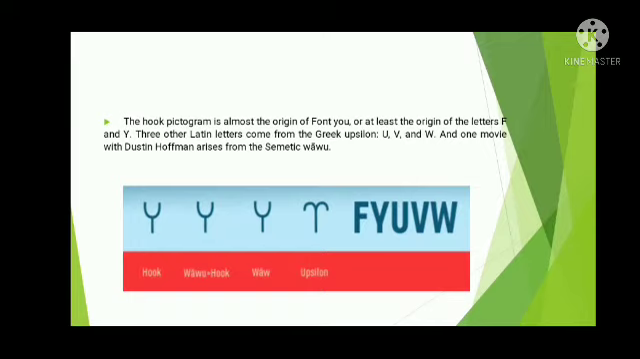Next, for the evolution of F, Y, U, V, W. So the hook pictogram is almost the origin of font U, or at least the origin of the letters F and Y. Three other Latin letters come from the Greek epsilon, U, V, and W. And one movie with Dustin Hoffman arises from the Semitic waw.